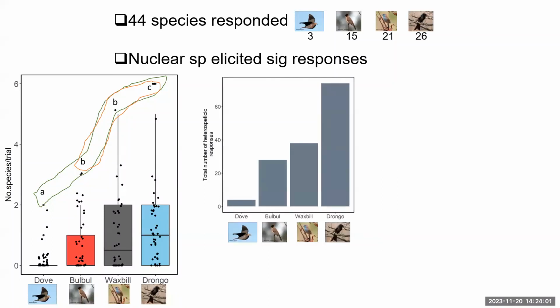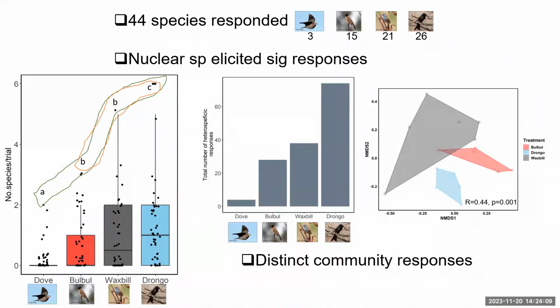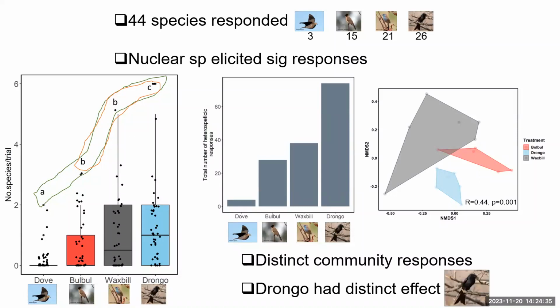Also, the drongo elicited the highest number of responses in general. What was really cool was that these 3 nuclear species influenced really different species composition. Specifically, the drongo had a really completely different set of species that they influenced, with the bobo and the wagsbill showing some overlap in their communities. So the drongo seem to have a distinct effect in this study.